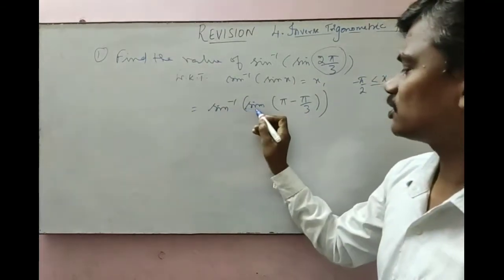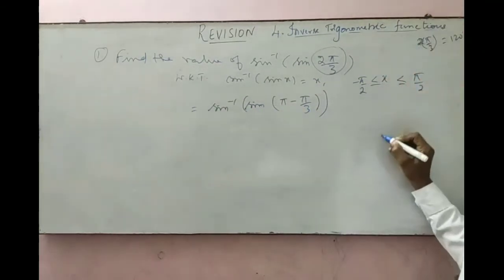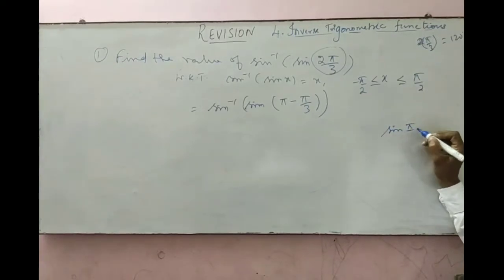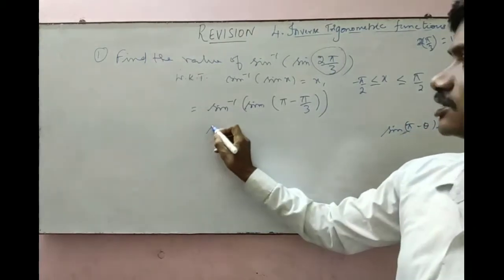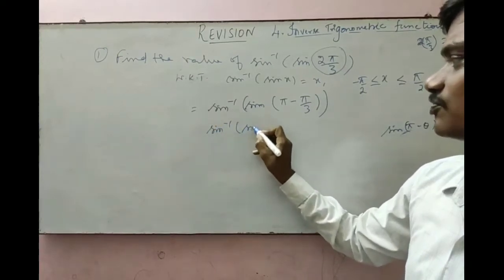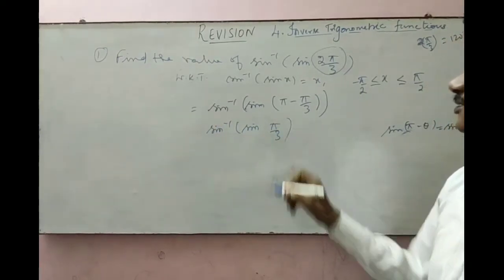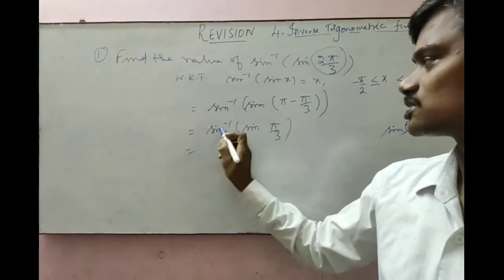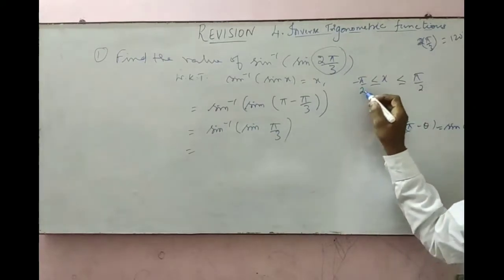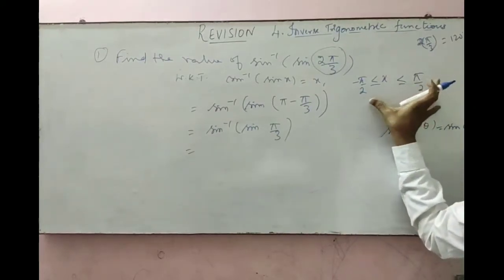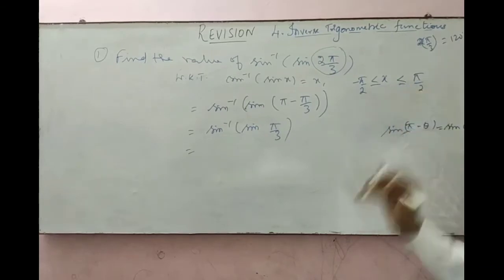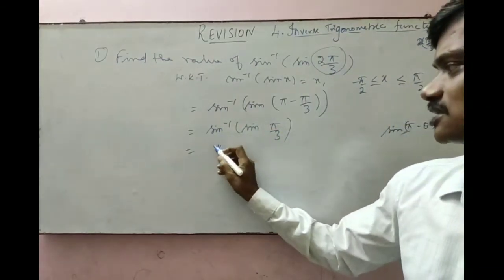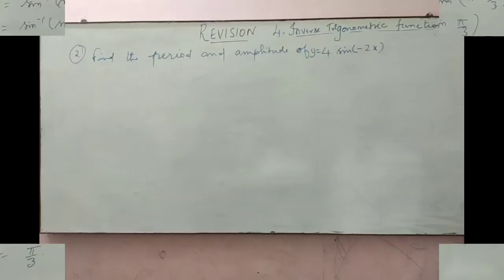So what is the value of sine 180 minus theta? We already studied in the 11th standard, sine pi minus theta is sine theta. So using this, you will get sine inverse of sine pi by 3. Sine pi minus pi by 3 gives sine pi by 3. Now sine inverse of sine gets cancelled because now the value lies between minus pi by 2 to plus pi by 2. So sine and sine inverse get cancelled. You will get the value as pi by 3.